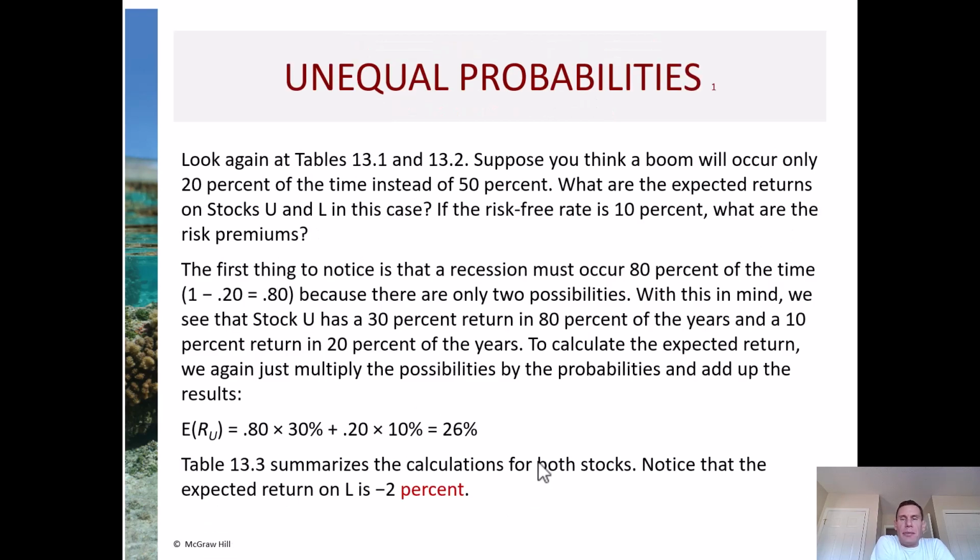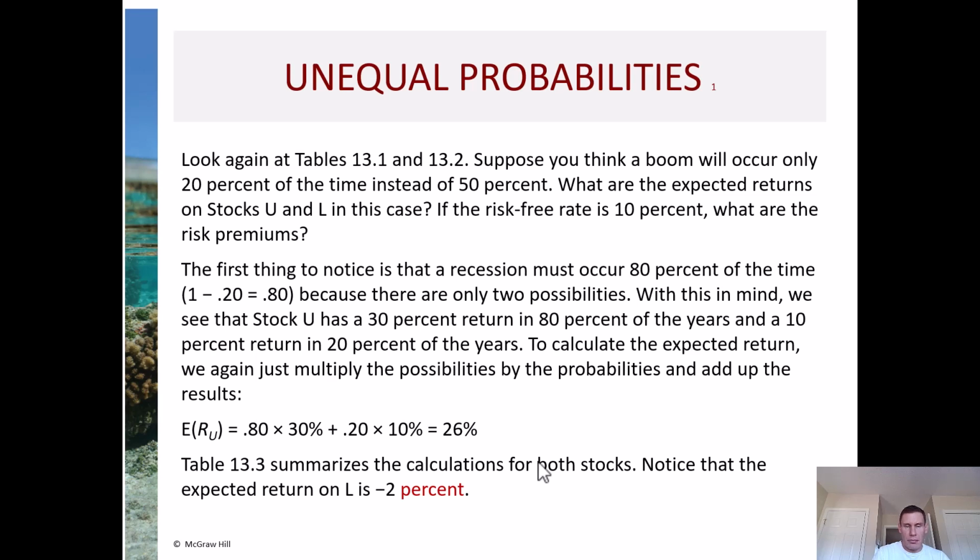Looking again at those tables, suppose you think a boom will occur only 20% of the time instead of 50%. What are the expected returns on stocks U and L in this case? If the risk-free rate is 10%, what are the risk premiums? The first thing to notice is that a recession must occur 80% of the time, because the boom would now only be 20%. There are only two possibilities, recession or boom. With this in mind, stock U has a 30% return in 80% of the years and a 10% return in the remaining 20% of the years.